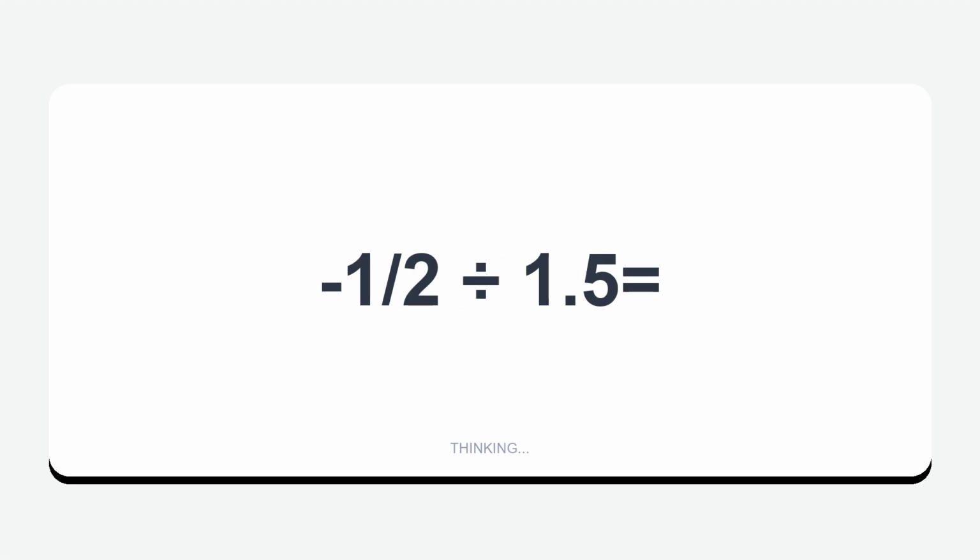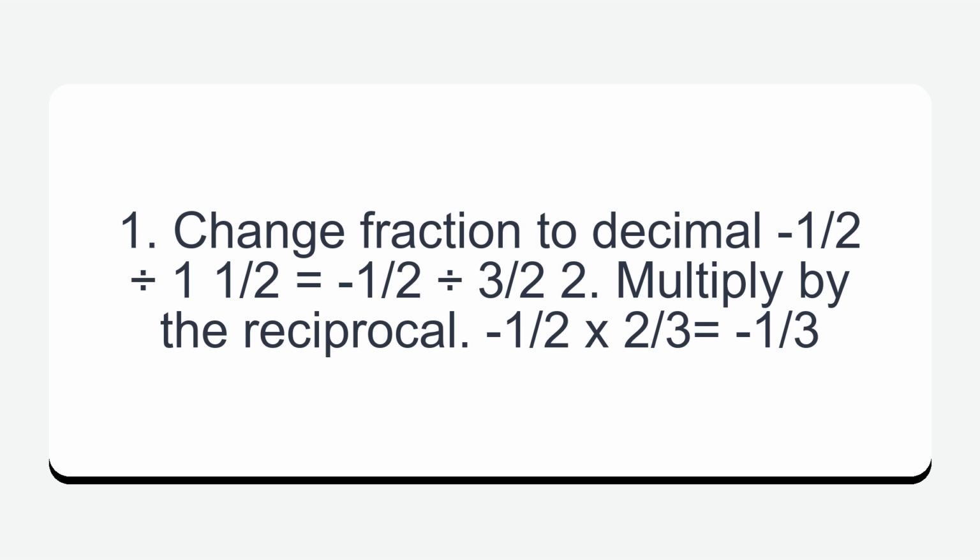-1/2 divided by 1.5 equals. 1. Change the decimal to a fraction. -1/2 divided by 1 and a half equals -1/2 divided by 3/2. 2. Multiply by the reciprocal. -1/2 x 2/3 equals -1/3.